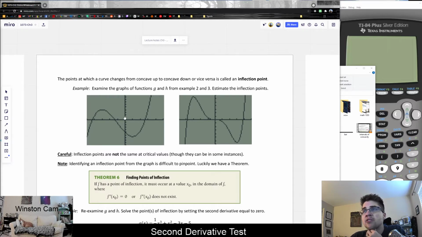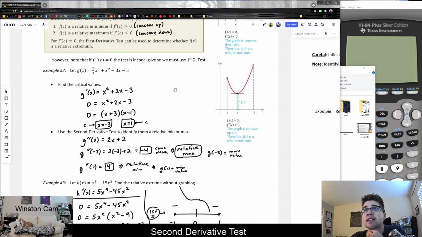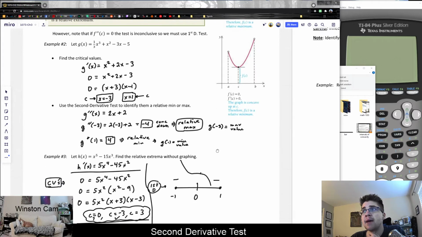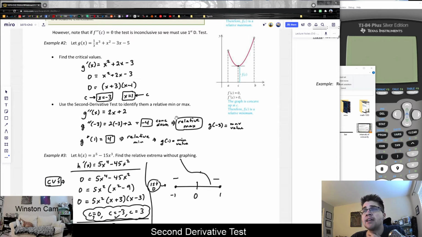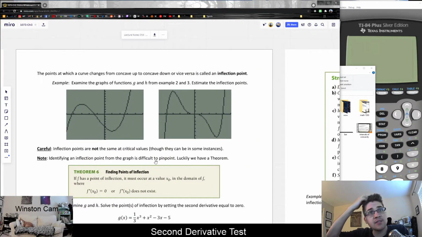So let's actually look at the graph from our previous two examples. So in the last video, we examined function g and h, where we determined the mins and maxes by using the second derivative test and examining everything we knew about them. And if you're looking at a graph, you can always figure out approximately where your critical values and your inflection points are just by looking.